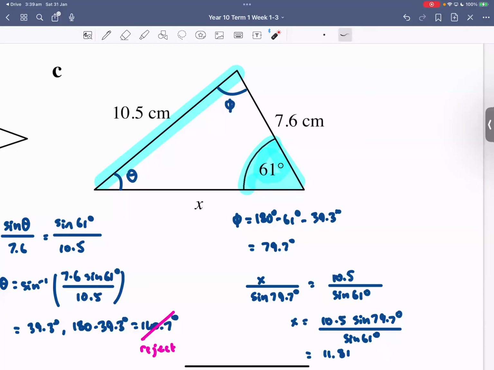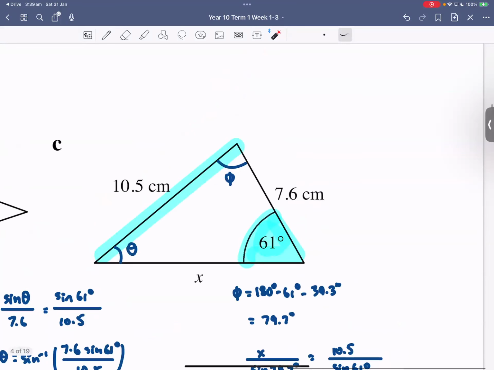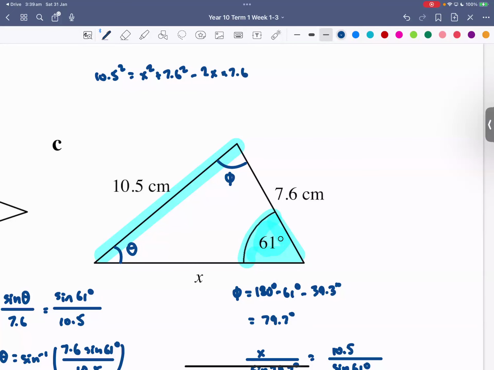But check this out. Guys, if I did use cosine rule and I was trying to find this side, which I already have, what would be your working out? If you're trying to find this side, you'd be writing 10.5 squared, but you'd be writing x squared because you don't know what it is. What's the rule for any side squared? The sum of the two sides next to it. So what would you write? x squared plus 7.6 squared minus 2 times x times 7.6 times cos 61 degrees.